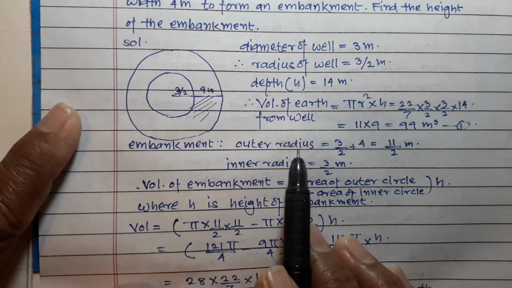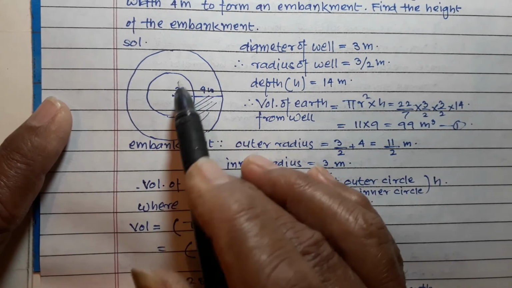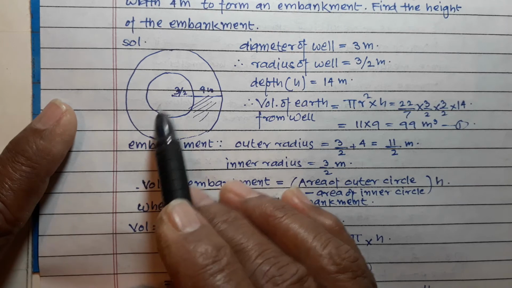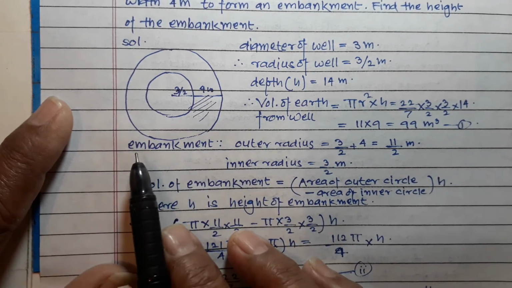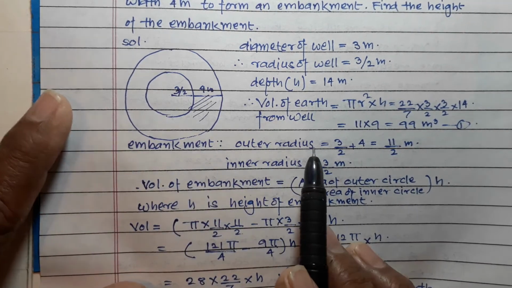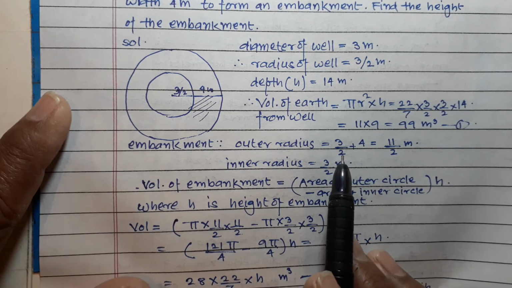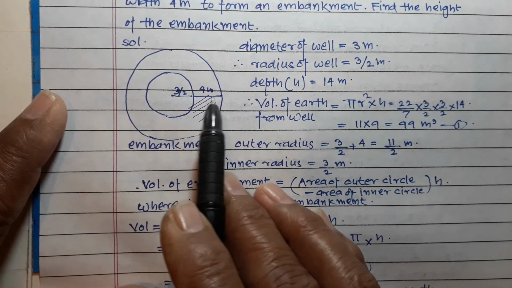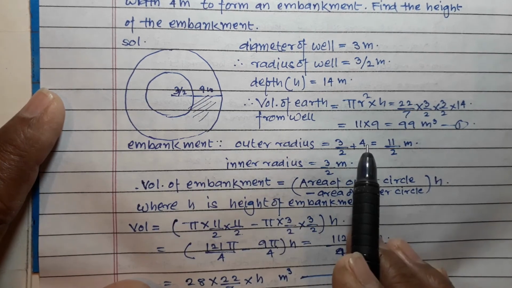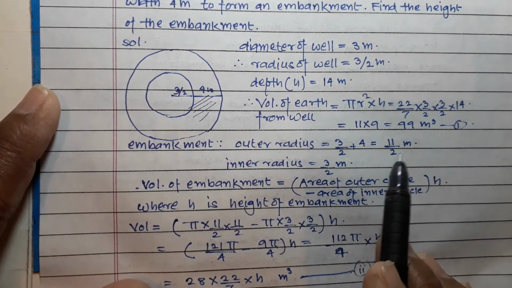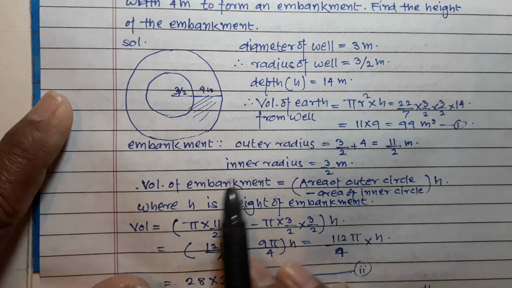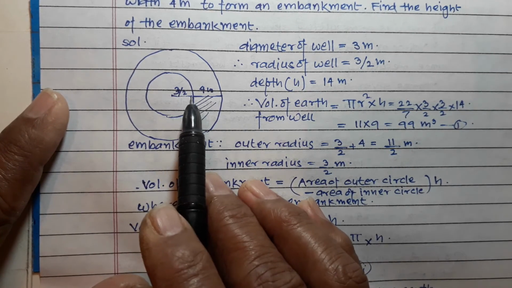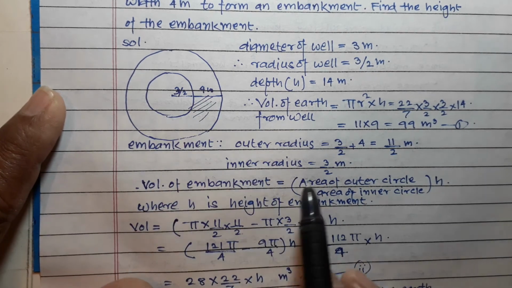Now the outer radius. This is a figure, inside there is the well and this is the embankment. So the embankment outer radius is equal to 3 upon 2 plus 4. So this is 3 upon 2 and this width is 4, is equal to 11 upon 2 meters. Inner radius is equal to 3 upon 2. So this is the inner radius 3 upon 2.